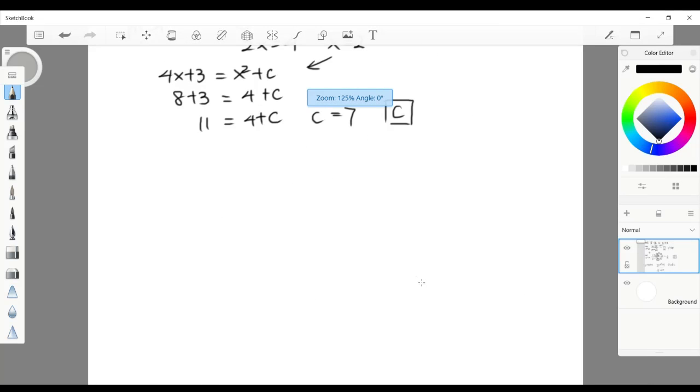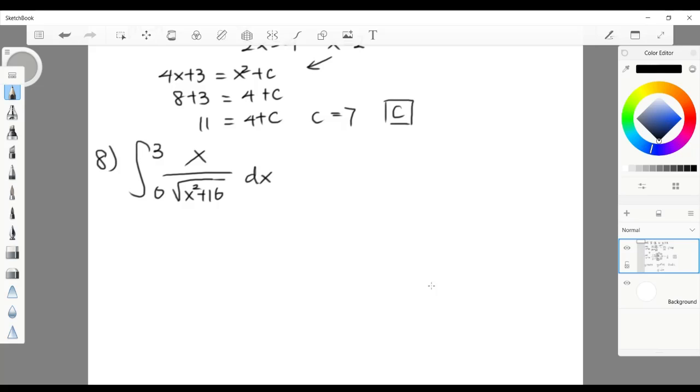Number 8. So for number 8, the bound is from 0 to 3 of x over radical x squared plus 16 dx. For this problem, we need to use u sub. So we set u equals x squared plus 16. du equals 2x dx. If we move that over, then 1/2 du equals x dx, which is this part of the equation.